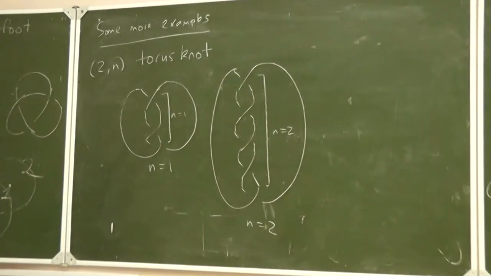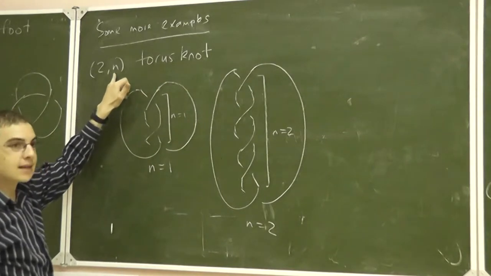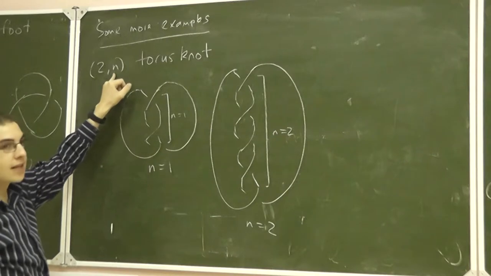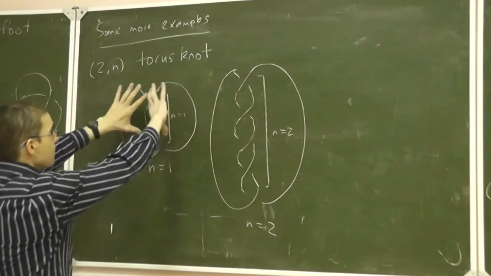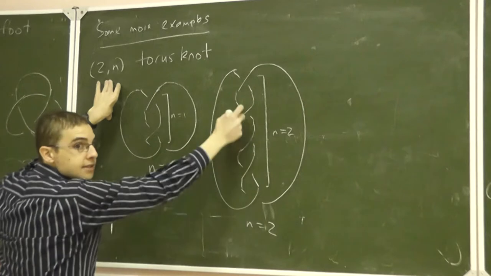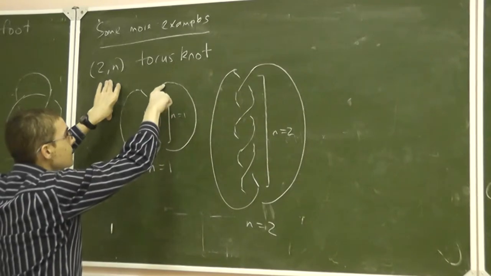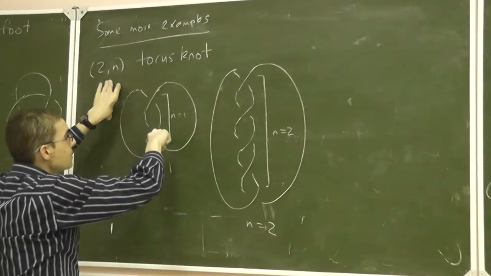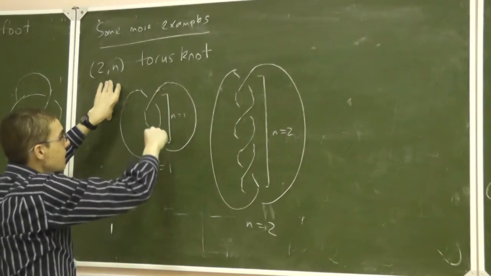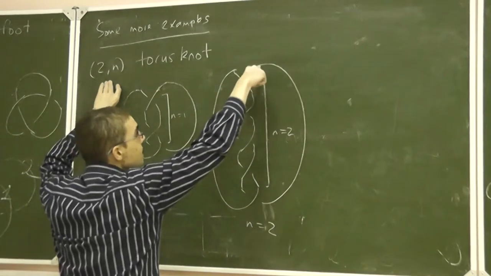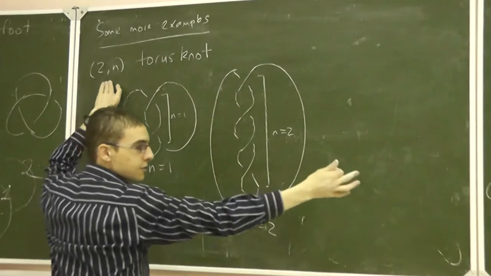Firstly, let's just understand these examples. These are called 2-n torus knots, but let's think about where this n comes from. All I'm doing is increasing the number of twists in the middle. And n is 1 means that this strand goes under once when I go down. When I start at the top right, it just goes under once. This one, if I start at the top right, I go under 1, 2. And you could do this for all of them.